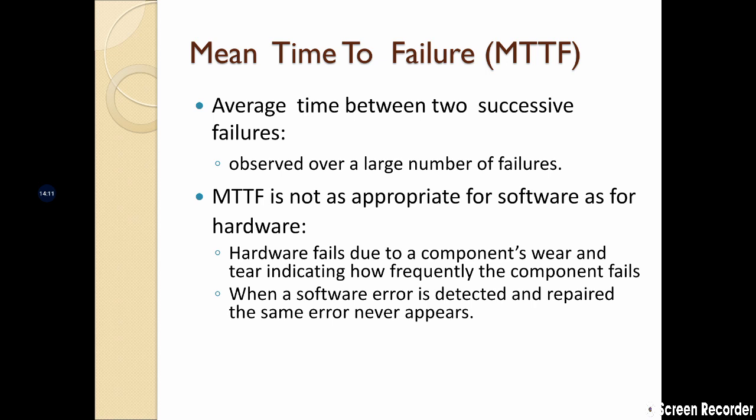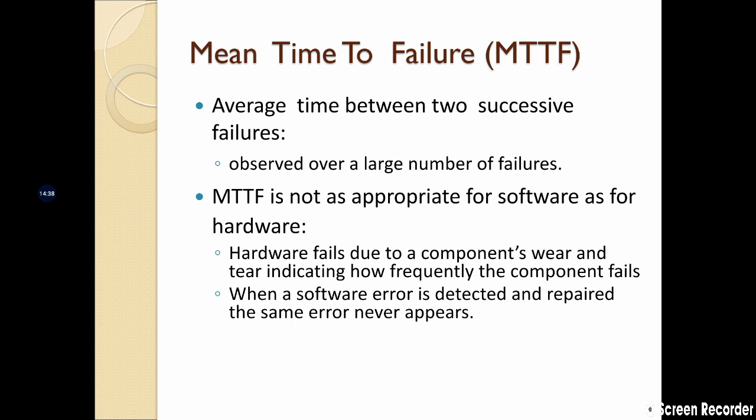The second one is, suppose the software is running fine. What is the average time between 2 successive failures? You measure the different time intervals during which the software is failing. Suppose the first failure occurs at time, say, t. The second failure occurs at time t plus 3. The third failure occurs at time t plus 8. The fourth failure occurs at time t plus 15.